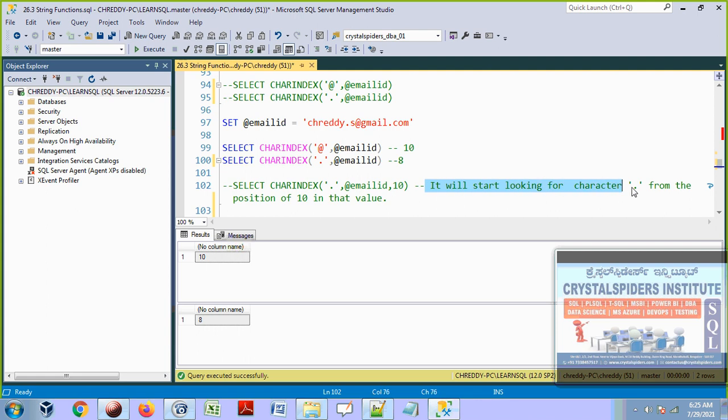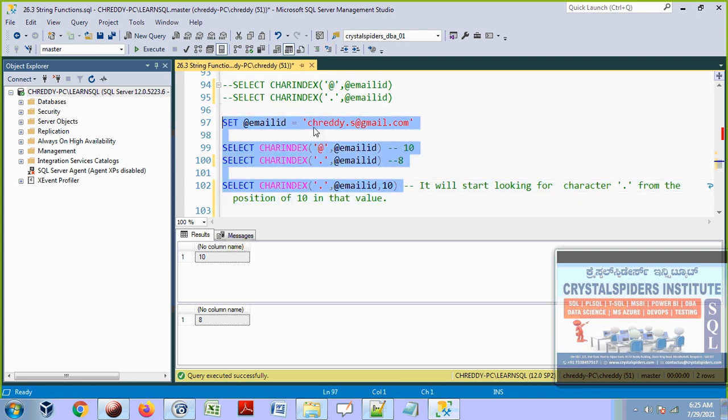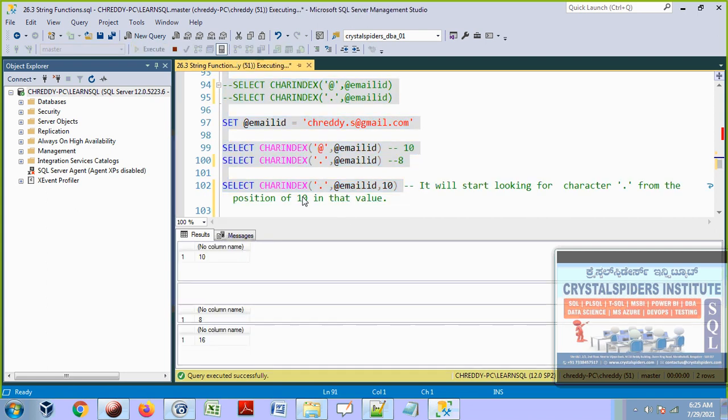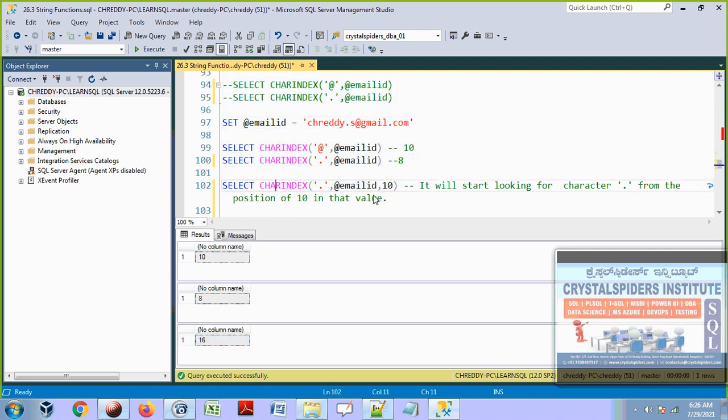So it will start looking for the dot symbol from position 10 in that value. In the 10th position, the @ symbol is there. So we will get the position of the dot symbol which comes after the @ symbol. Let's execute. I think we have to execute all these lines from the declaration point. Now you see the third select statement is giving the dot symbol in the 16th position, because this is the dot symbol after the @ symbol. The @ symbol is in the 10th position, this dot is in the 15th position, and this dot is in the 8th position.